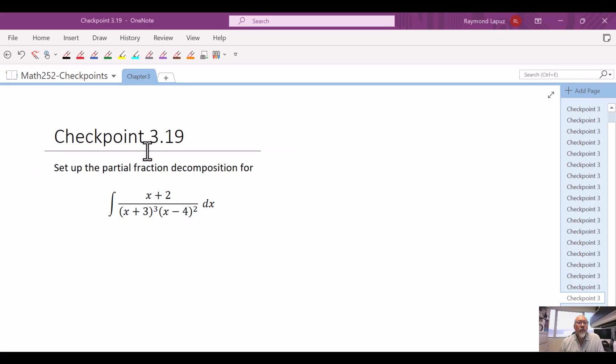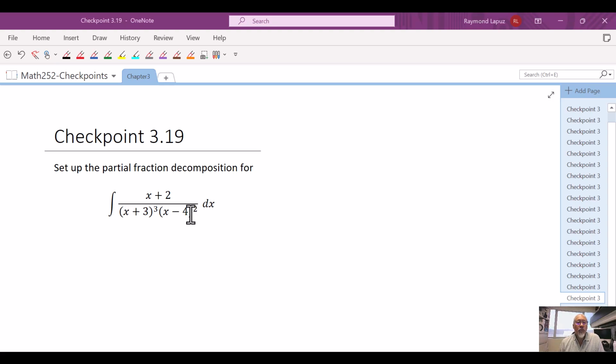My name is Lapuz. In this video we'll be doing checkpoint 3.19 from section 3.4. That's the partial fractions decomposition section. And here they want us to set up the partial fraction decomposition for this integral of x plus 2 in the numerator, and then in the denominator you have (x plus 3) cubed times (x minus 4) squared.